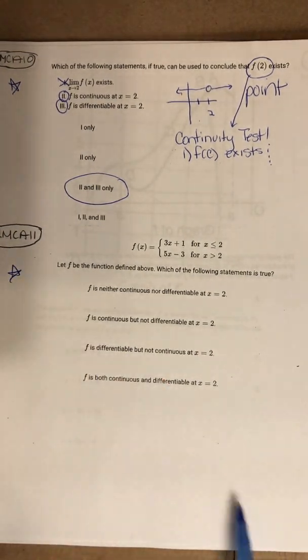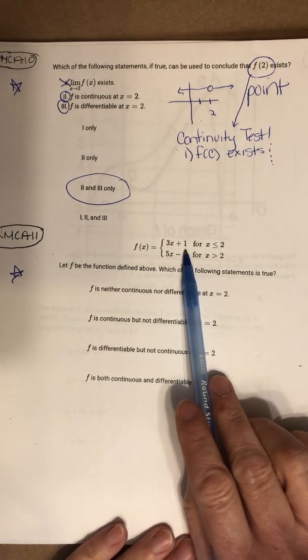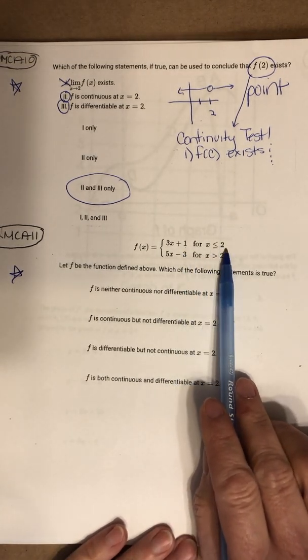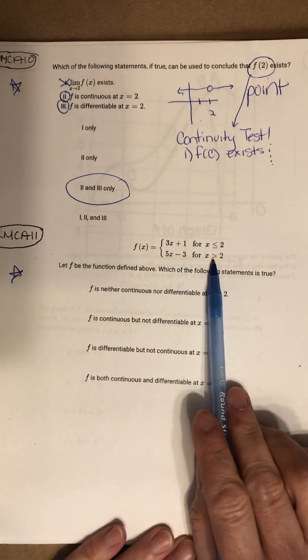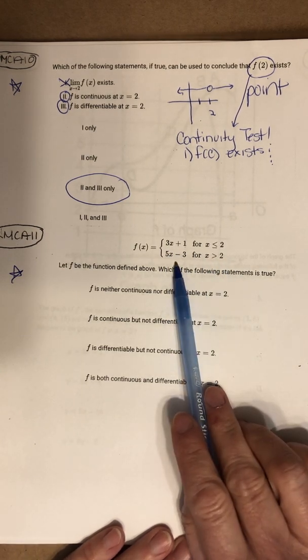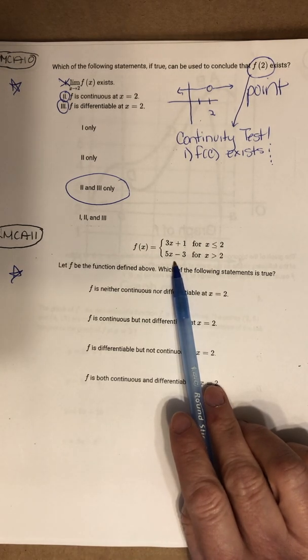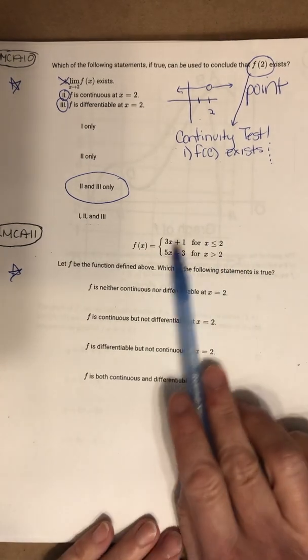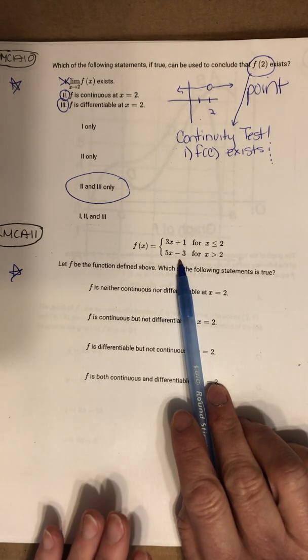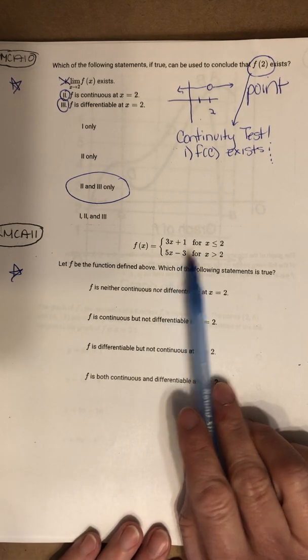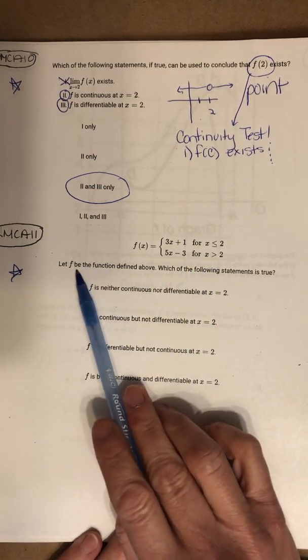Next, 2MCA11. It's a piecewise function. For x less than or equal to 2, it's a line 3x plus 1. Then for x greater than 2, it's the line 5x minus 3. So you could draw yourself a picture of it. I don't know that is super necessary unless you absolutely need it, because it does take time to do that on the AP exam.